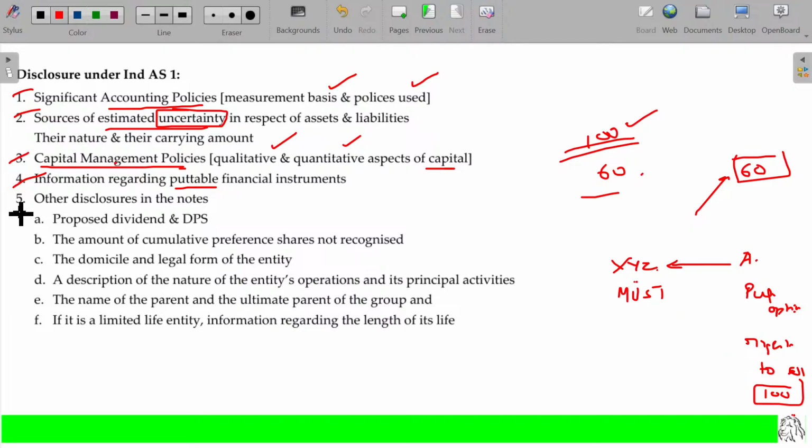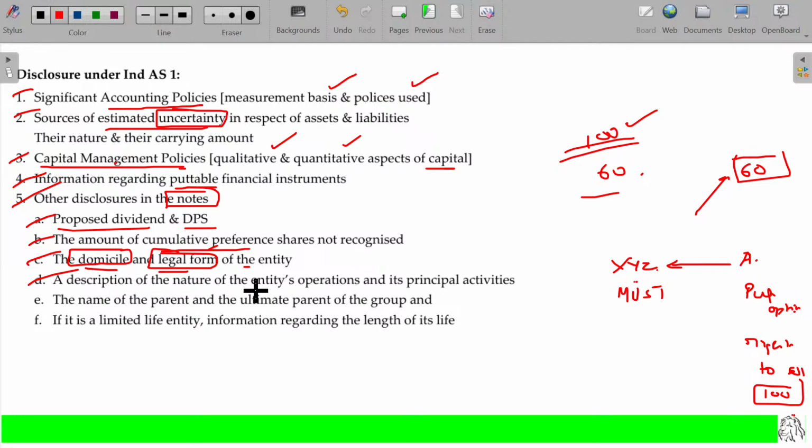And apart from that, other disclosures also should be disclosed in the form of notes, like any proposed dividend per share, the amount of cumulative preference shares not recognized, and the amount payable to the preference shareholders that remains unsettled. The preference dividend not paid for more than 2 to 3 years should be payable. The domicile and legal form of the entity, domestic company or international company. What about the legal form? Is it LLP or public limited company or private limited company? All these things should be disclosed.